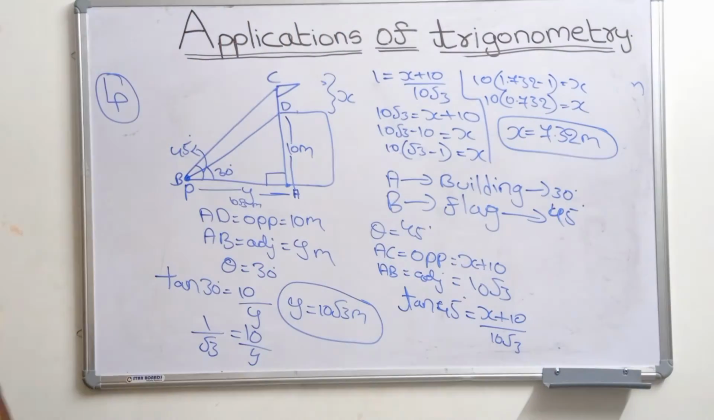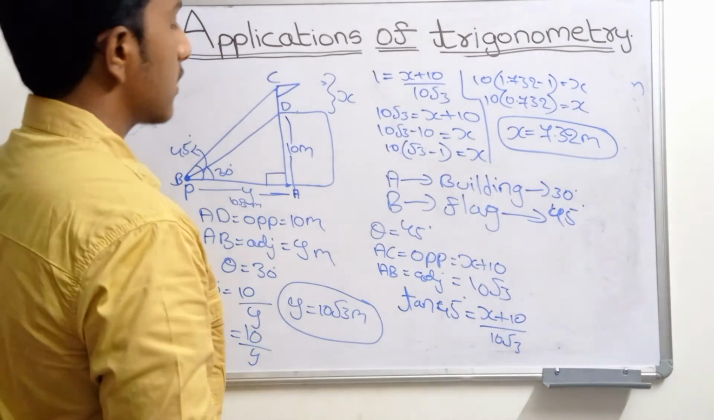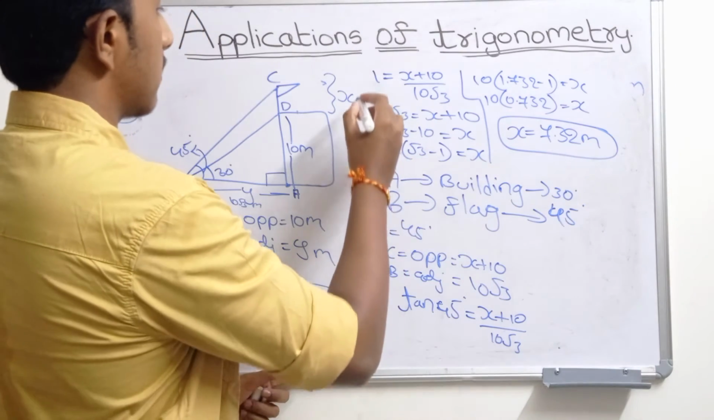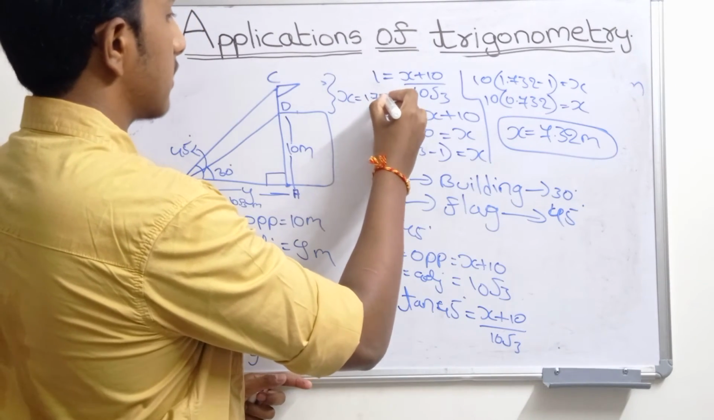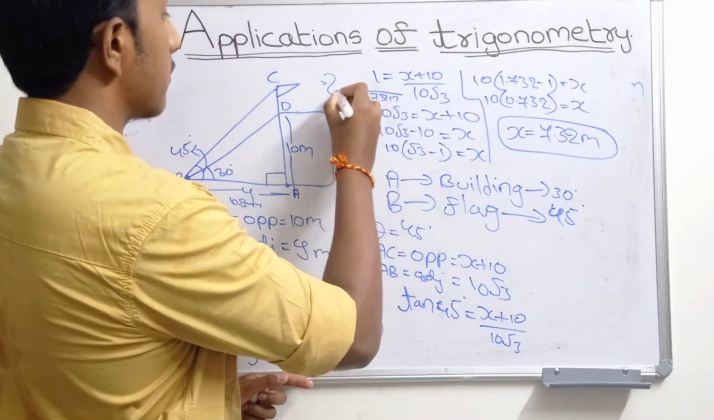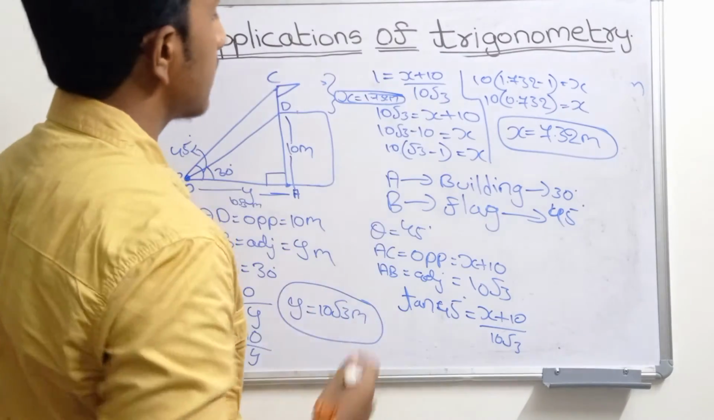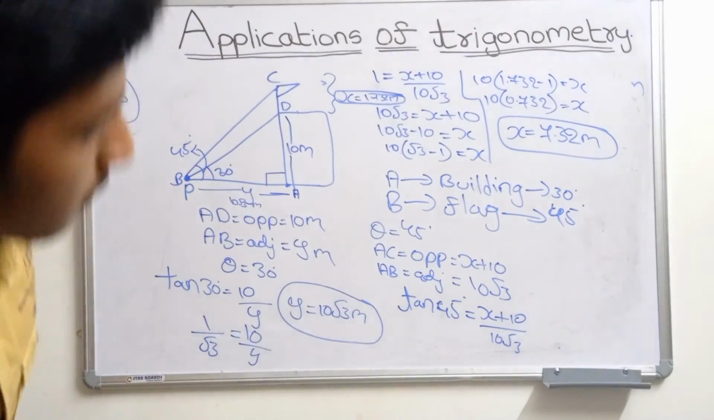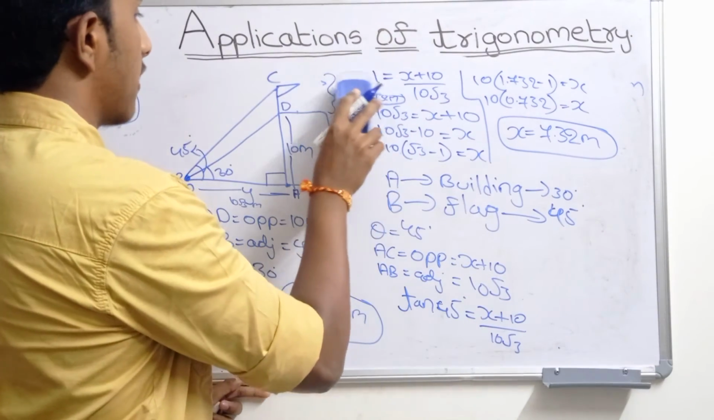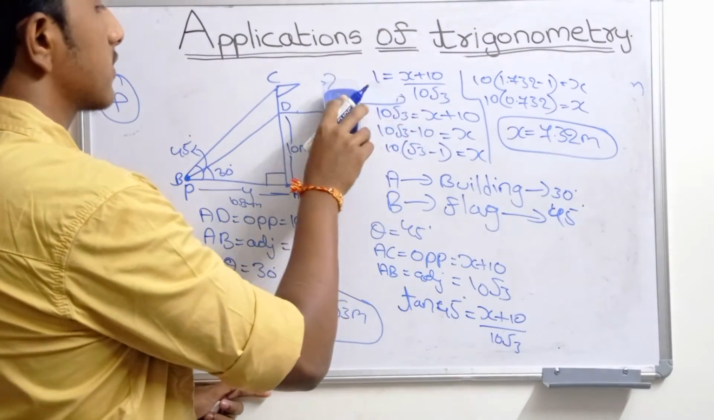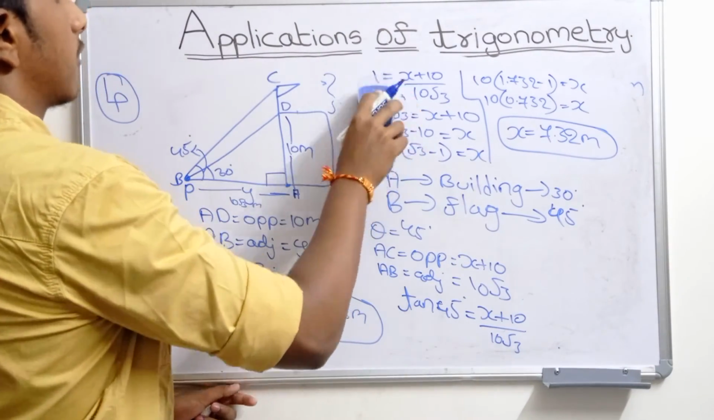Guys, am I correct? The value of x is equal to 7.32 meters. That means the height of the flag staff is equal to 7.32 meters. Writing the unit is really important, guys. If you miss it, you will not get the mark for that. There is a half mark or sometimes one mark awarded for this, and that mark will be neglected here.